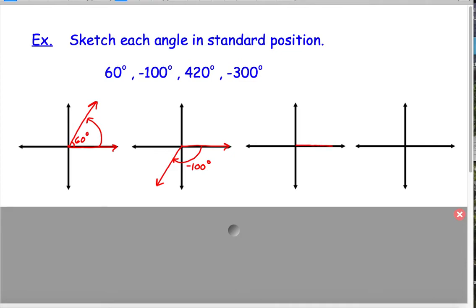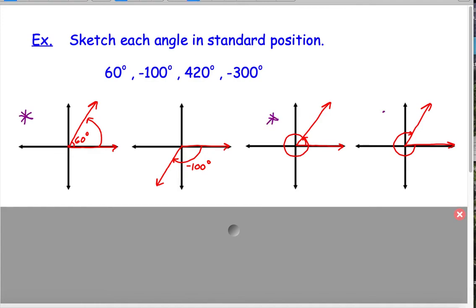420 degrees. Okay, so here's your initial side. So let's start going. That's 90, that's 180, that's 270, that's 360, and then we still need to go another 60 degrees. So that would be where 420 would end up. How about negative 300? Initial side on the positive x-axis. We're going to go clockwise because it's a negative angle. So we go negative 90, negative 180, negative 270, and we still need another 30, so about there. And there you go.